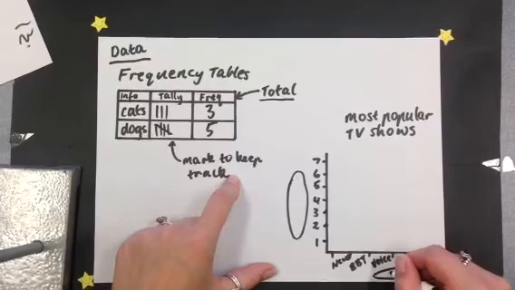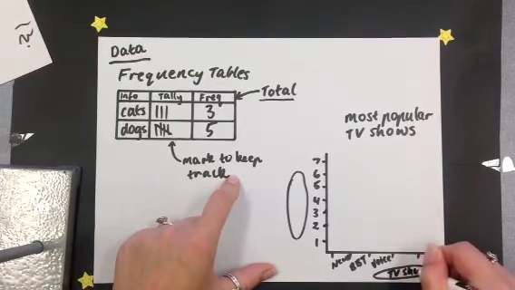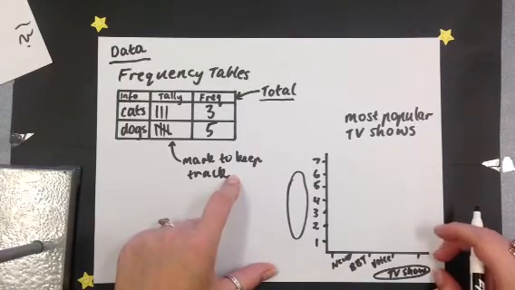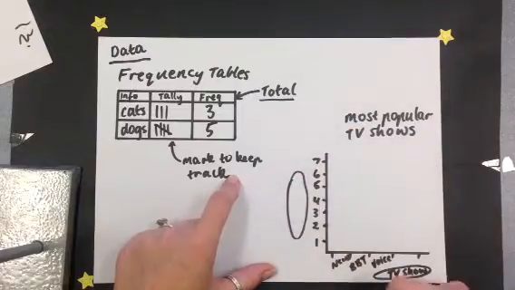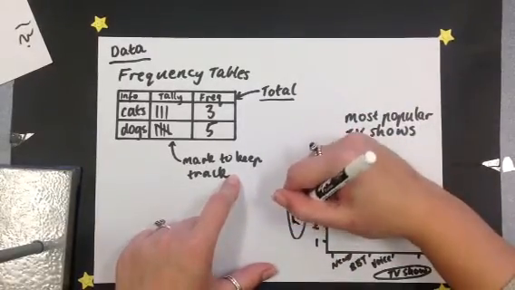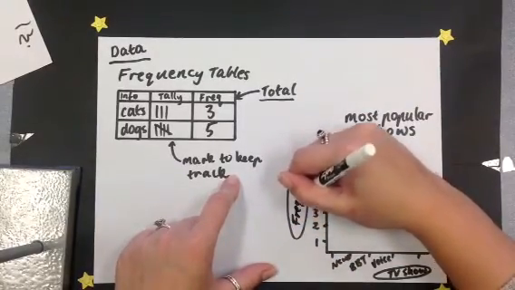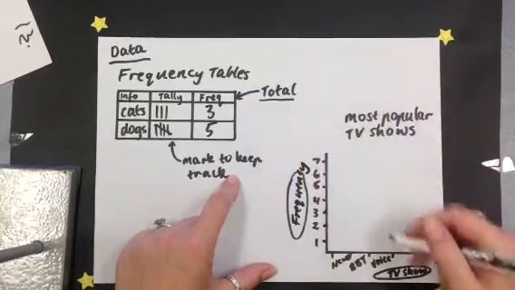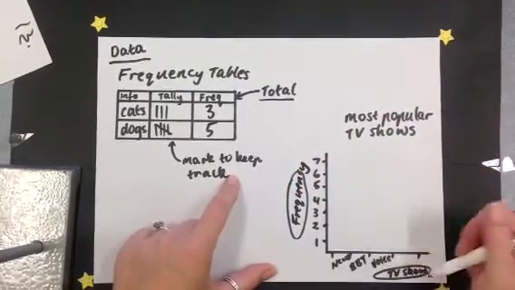So down here, I would put the label TV show, because that's what I'm plotting along here, and versus, and what goes on the y-axis is its frequency. And then I'm ready to go with plotting my graph.